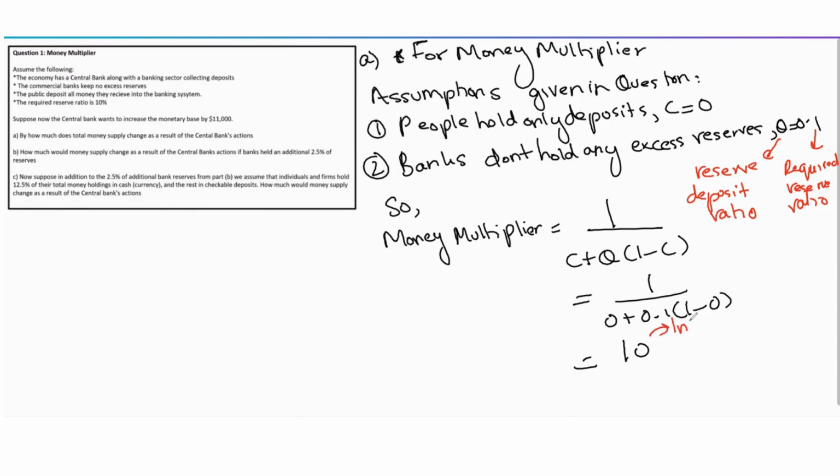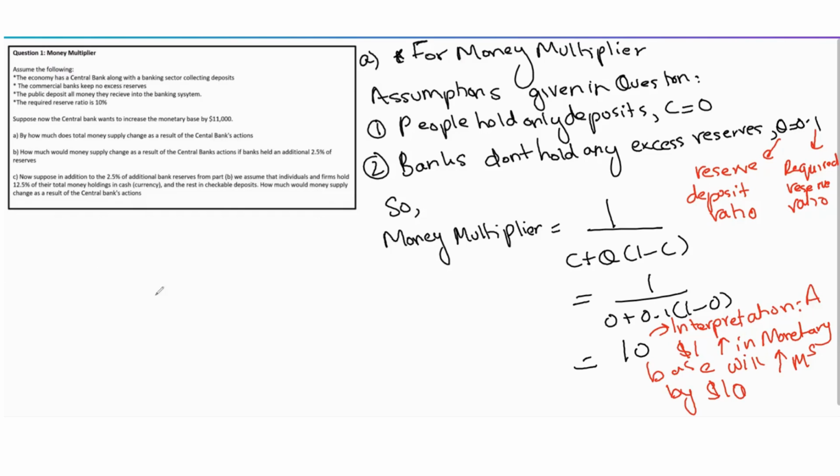How will we interpret this? The idea is that a $1 increase in monetary base will increase money supply by $10. That's how we interpret it, because the money multiplier tells us how many dollars of money supply can be created from each dollar of monetary base.